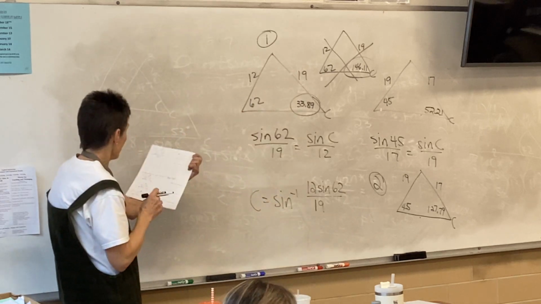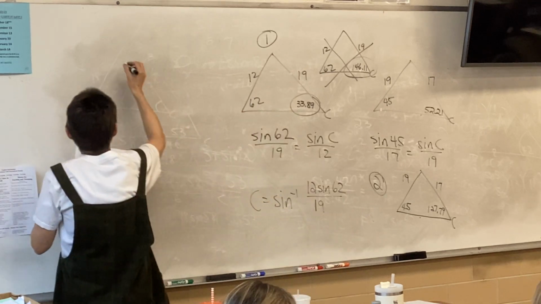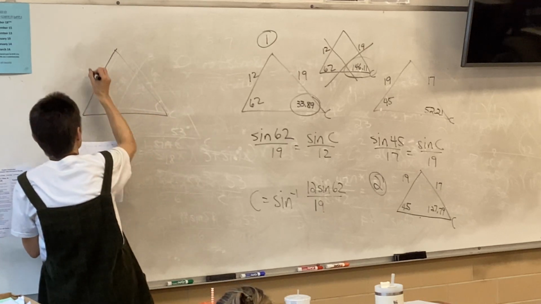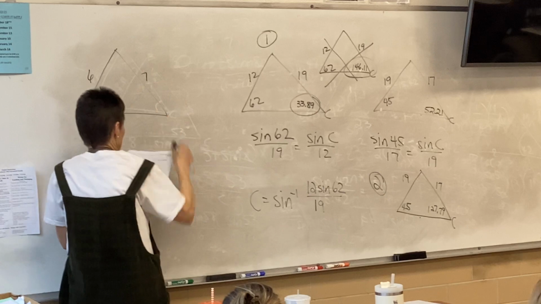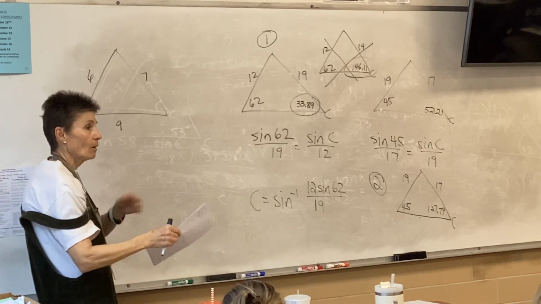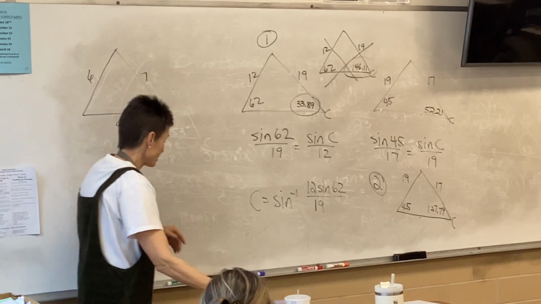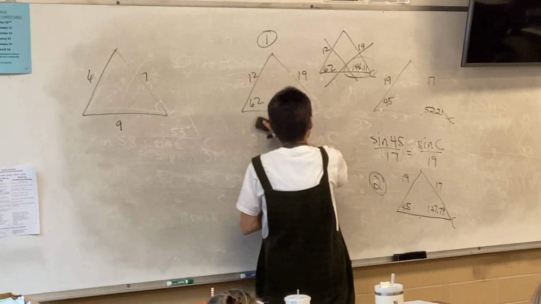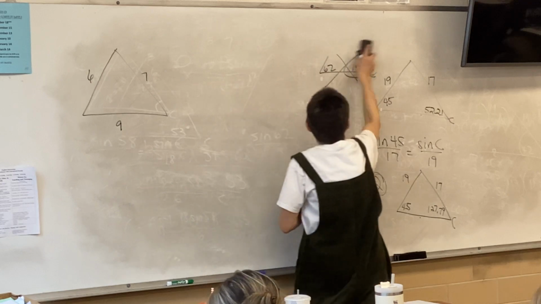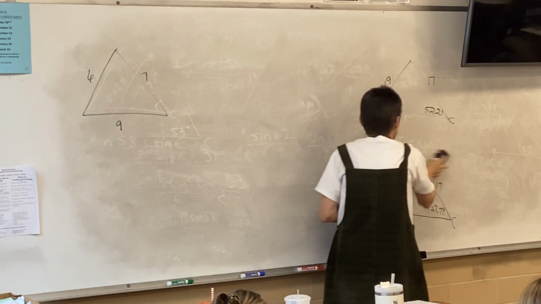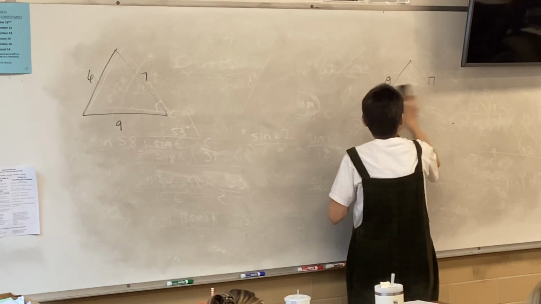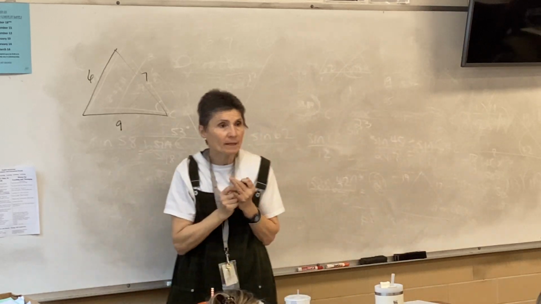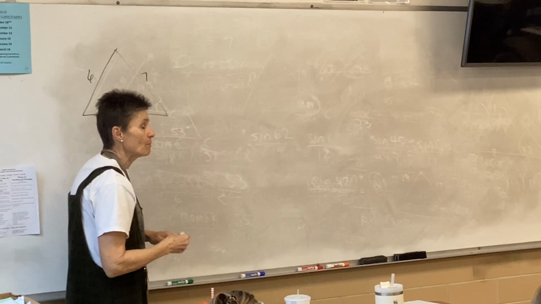All right, here we go. Next page, we're finding the area of the triangles. You just took a quiz over this. This should be easy for you. What pops into your head when you see that triangle and you have to find the area? I hope you're thinking Hero's formula.